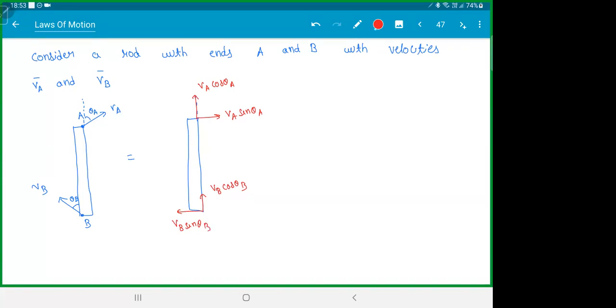Now, think about the cases. Case 1: if VA cos theta A is greater than VB cos theta B. If the person in front of you is going faster than you, what will happen to the distance between both of you? If the guy in front of you is running faster than you, will the distance increase or decrease? Increase. So that means if VA cos theta A is greater than VB cos theta B, the rod will elongate. Because A is going faster than B, the rod will stretch.